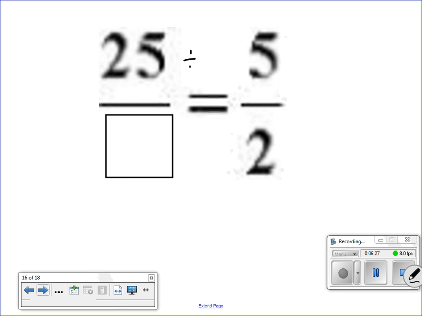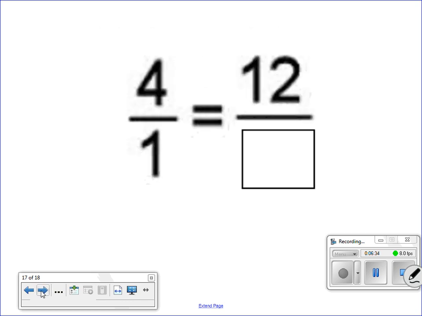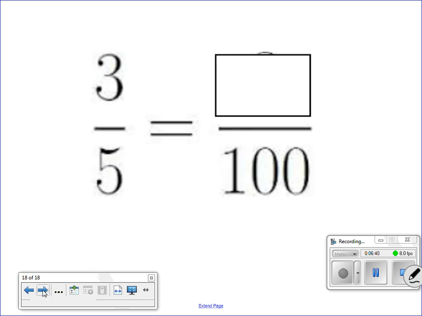25 divided by 5 gives me 5. So what number divided by 5 gives me 2? The number is 10. 4 times 3 is 12. So 1 times 3 is 3. Last problem. 5 times 20 gives me 100. 3 times 20 gives me 60. Now, keep in mind, whatever we're multiplying on the top, we're multiplying on the bottom. Whatever we're dividing on the top, we're dividing on the bottom.